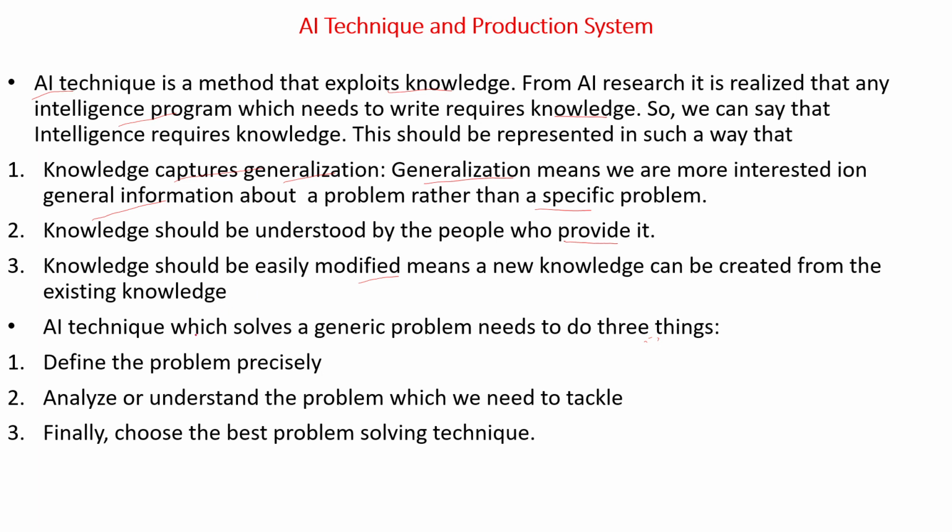Then comes the AI technique, which solves a generic problem. A specific problem needs to do three things. First, define the problem precisely. Means the problem which the machine should solve should be precise, very short. Number two is analyze or understand the problem which we need to tackle. And finally, the best problem solving technique or algorithm should be used.